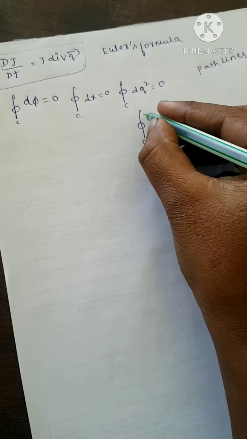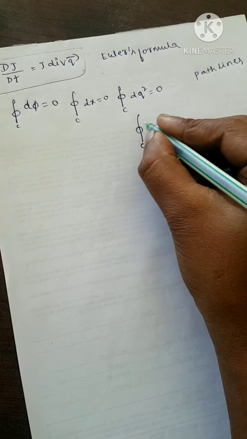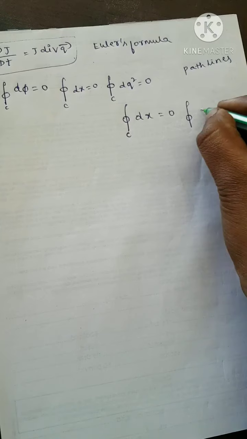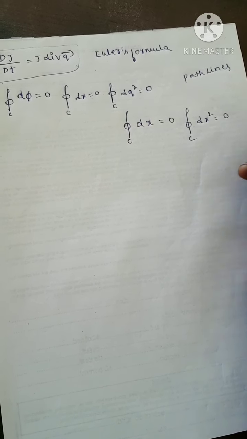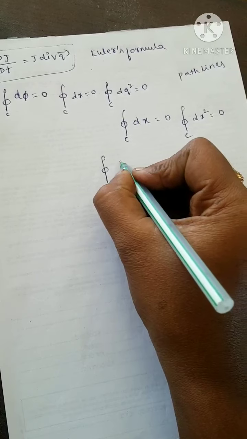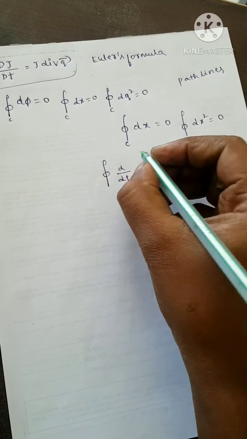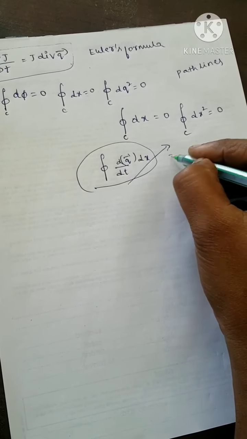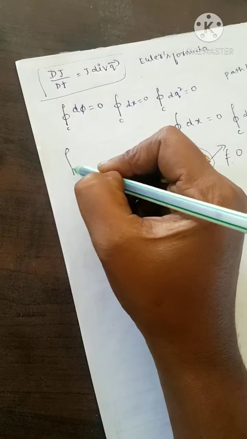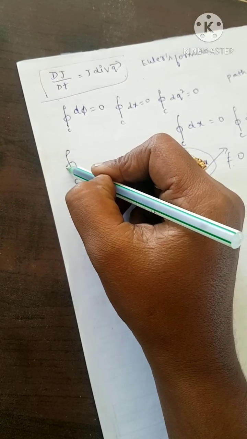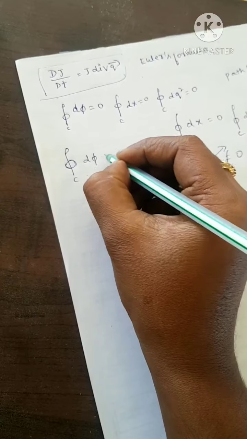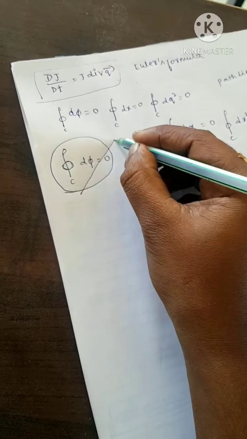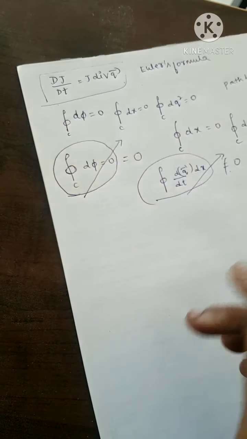In the sense, for example, since C is a closed curve, if you are going to get any value, something like dx, this value will go to 0, or dx squared, this value is also equal to 0. But suppose you have something like d by dt of some variable into dx, remember this value will never be equal to 0. Only when you have a closed integral, an integral over a closed curve, will this value always be equal to 0.